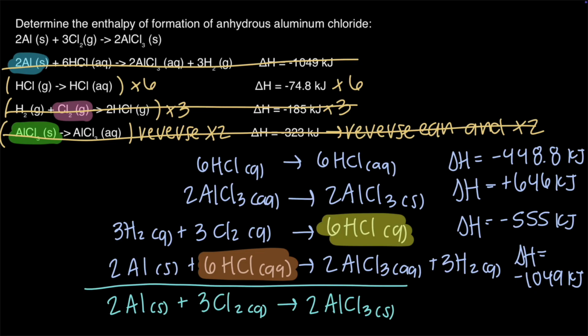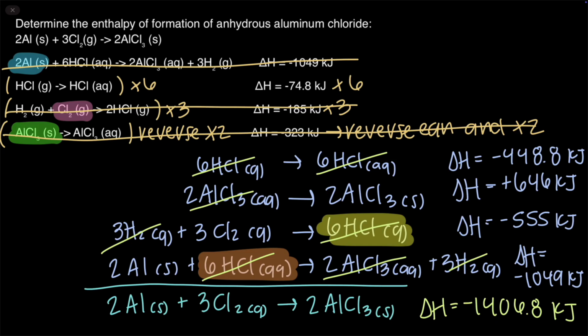The 6 HCl aqueous are on opposite sides, so they cancel. The 3H2 are on opposite sides, so they cancel. 2 AlCl3 aqueous are on opposite sides, so they cancel. And the 6 HCl gas are on opposite sides, so they cancel. We are left with the compounds needed for the final equation. We can add all enthalpy values to get a new enthalpy of reaction equal to negative 1406.8 kilojoules.